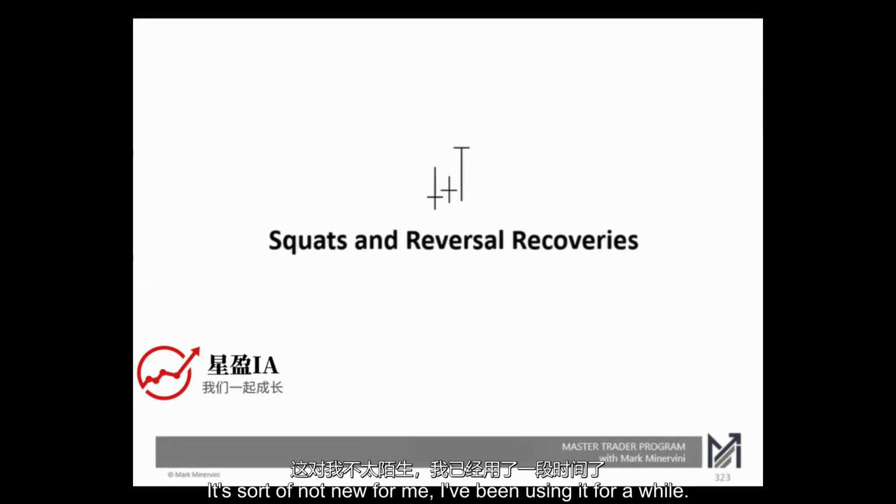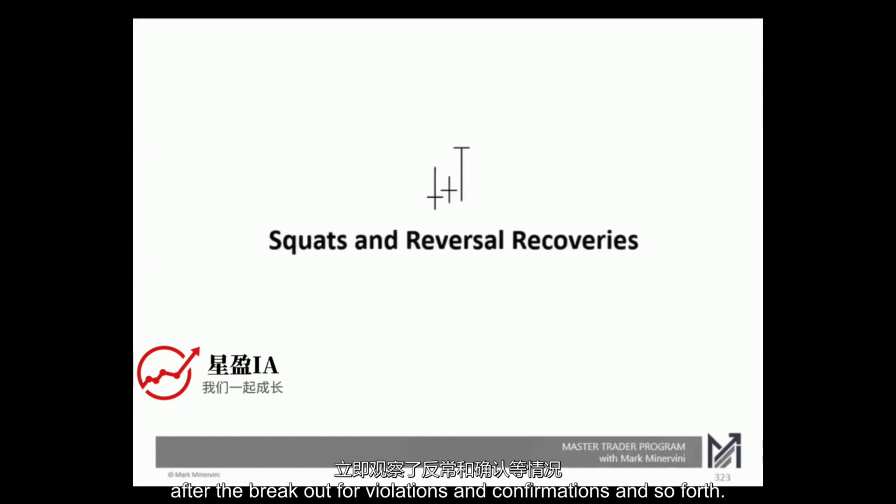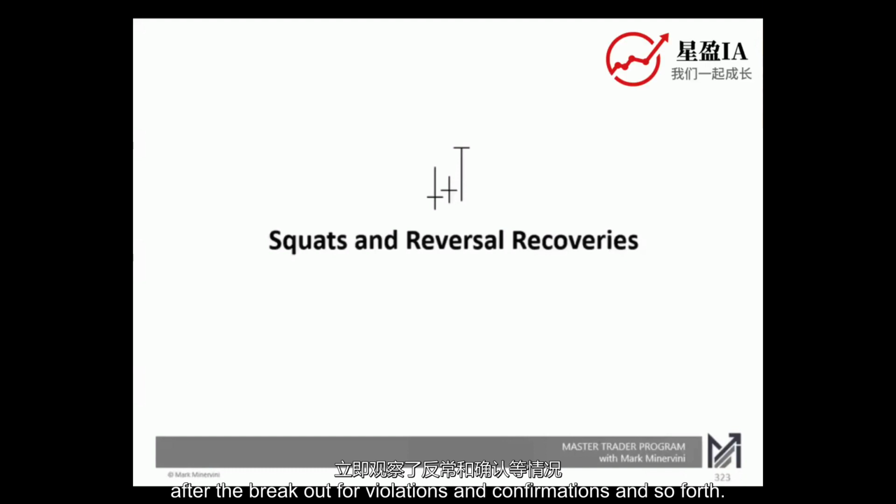It's sort of new, well, not new for me. I've been using it for a while, but I never talked about it much except with some of our members who have heard it before. So we'll get to that in just a second. We talked about stocks breaking out and watching them immediately after the breakout for violations and confirmations and so forth.